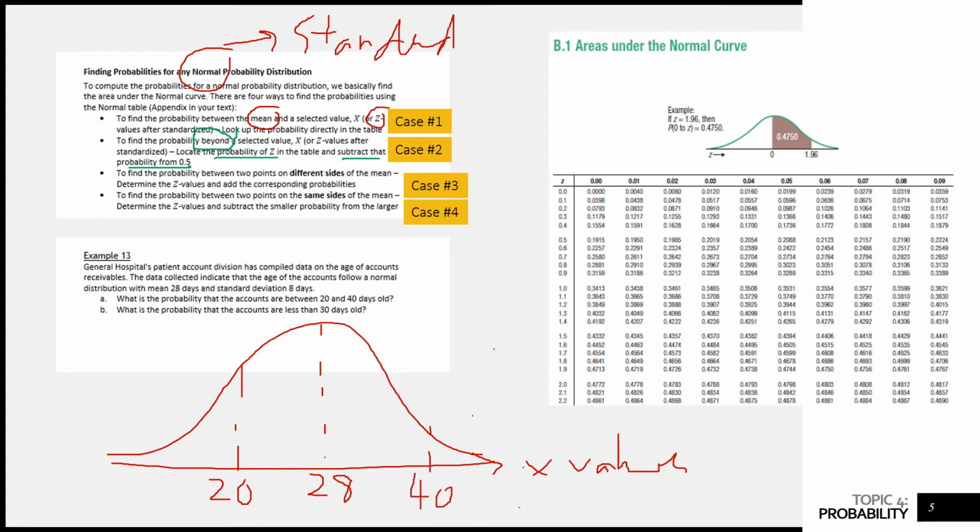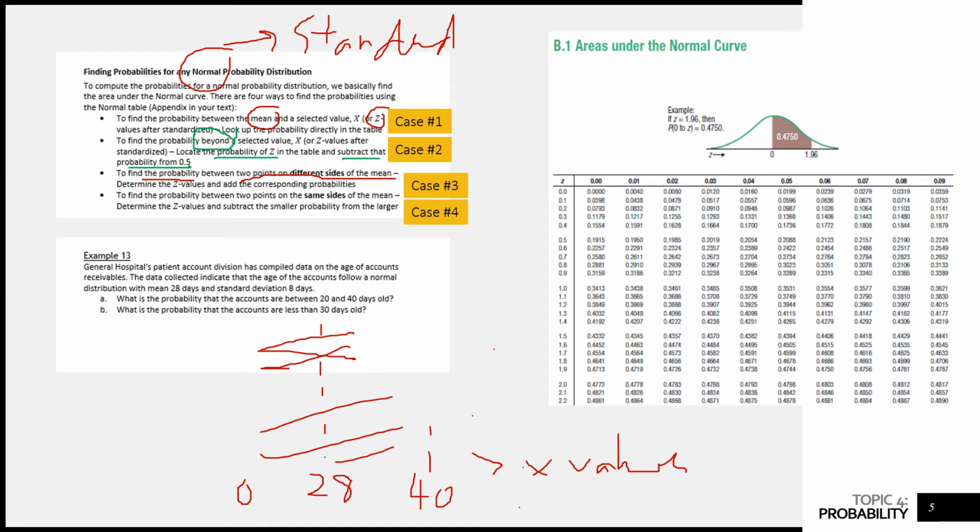If you notice, which case is this? Is this case 1, case 2, case 3, or 4? It's case 3, because you are asked to find the probability between 2 points on different sides of the mean. So to sketch, you want this area. Let me just erase it because I do have some working that I need you to see.